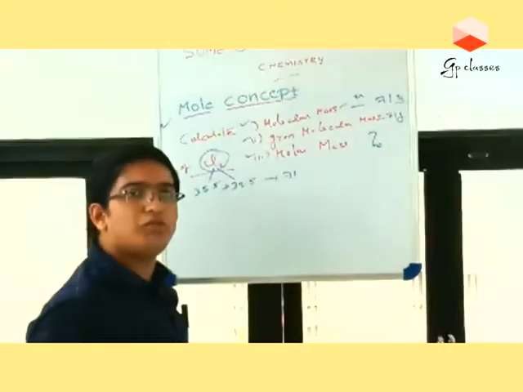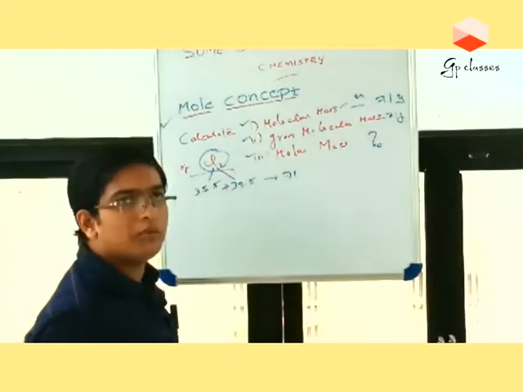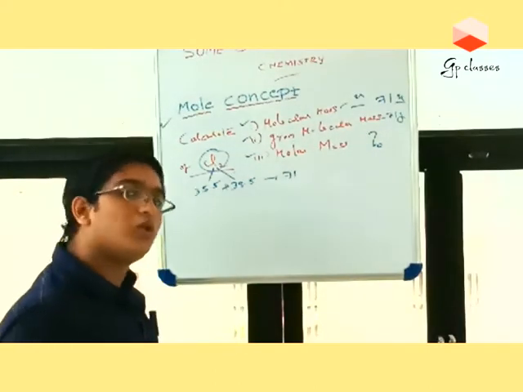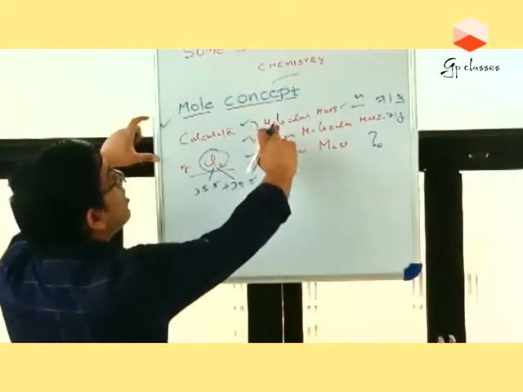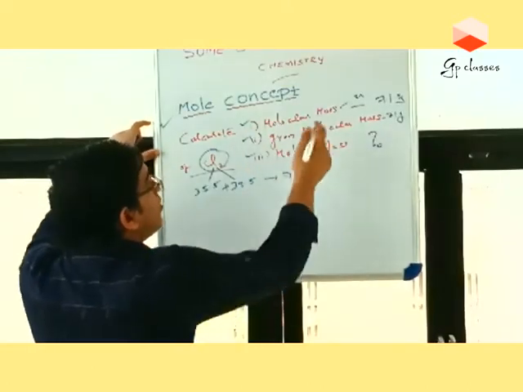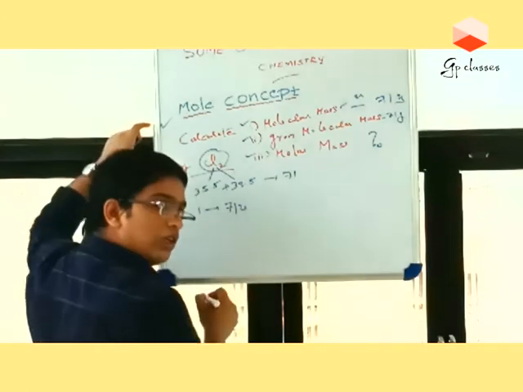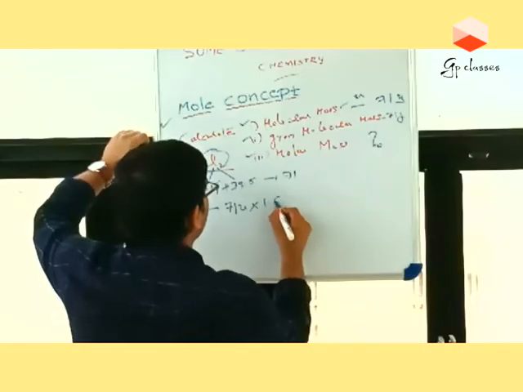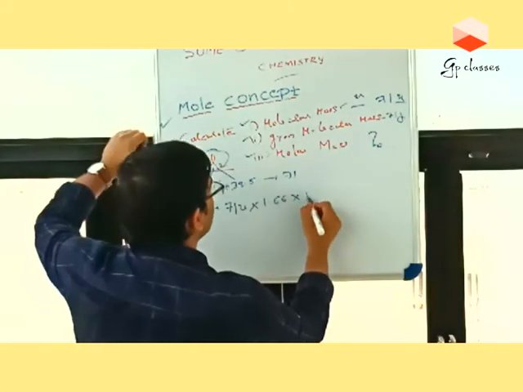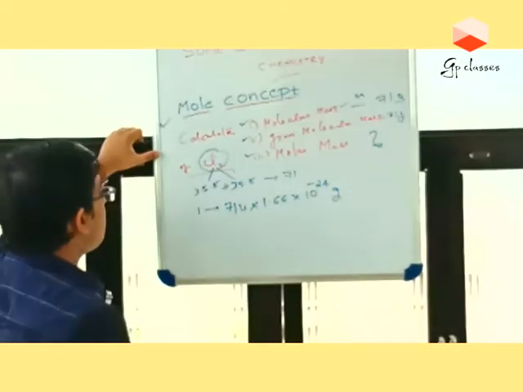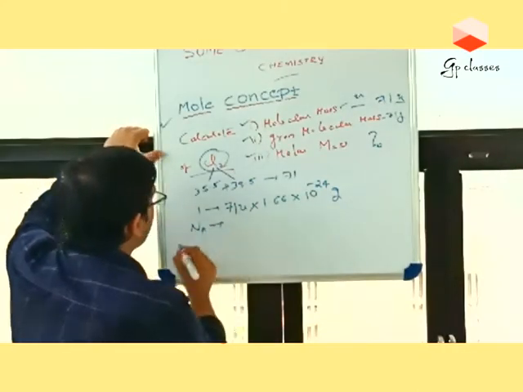Now it is asked you to find what is molar mass. Molar mass is the mass of Avogadro number of molecules. So what is the mass of a single molecule? You know the single molecule mass is 71 U. If one molecule has a mass of 71 U, you can change into gram by multiplying by 1.66 into 10 raised to minus 24 grams.